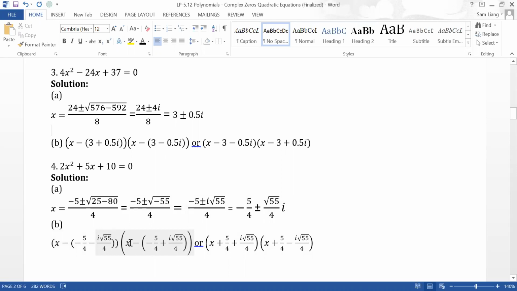And then you distribute the subtraction sign, and you're going to get x plus 5 over 4 plus i root 55 over 4. And then the other one is x plus 5 over 4 minus i root 55 over 4.